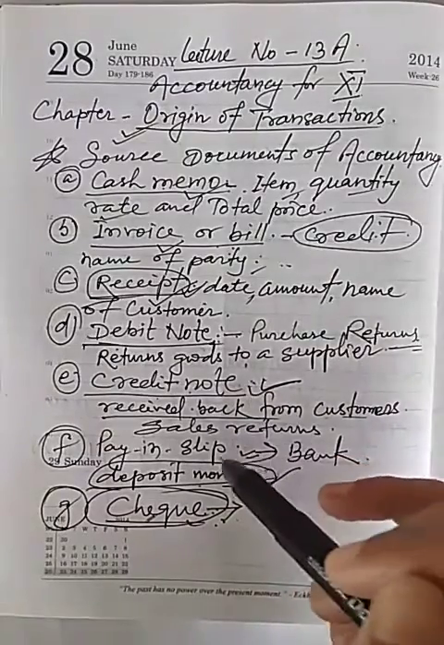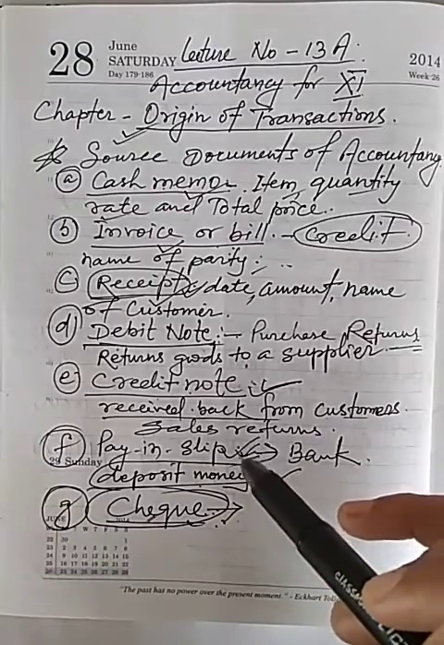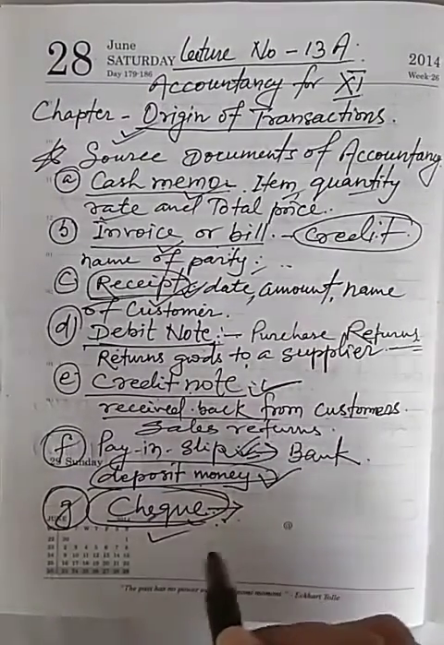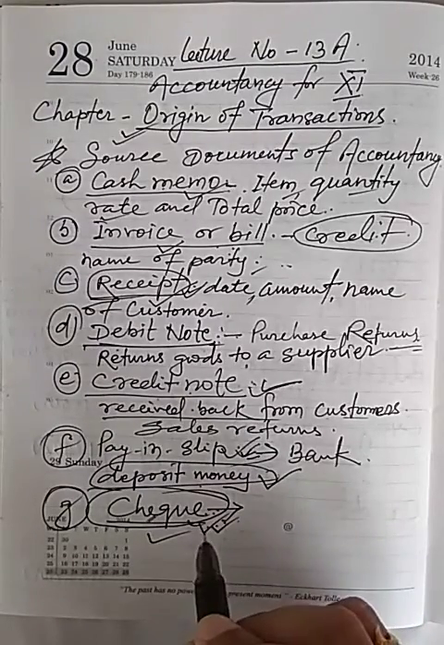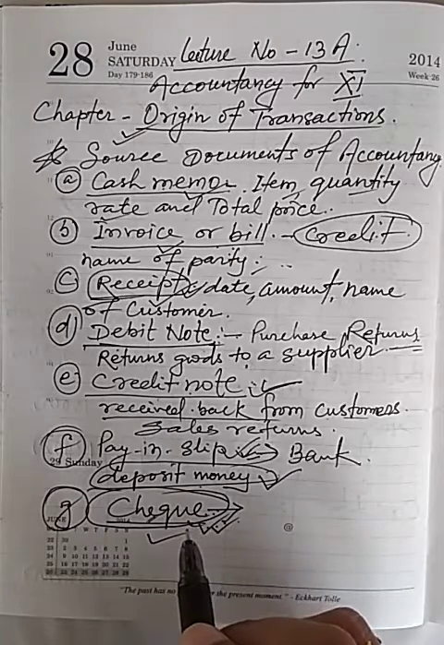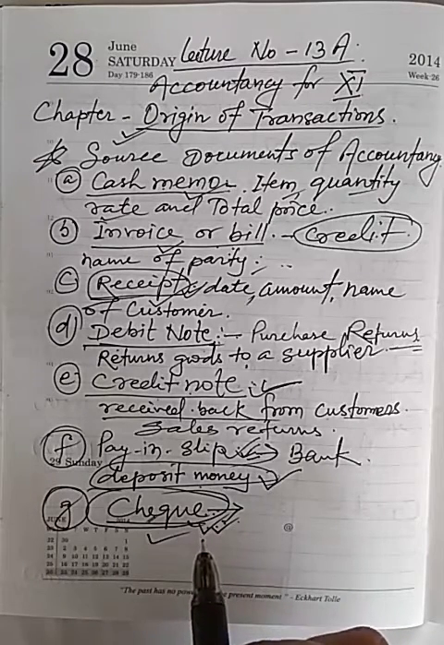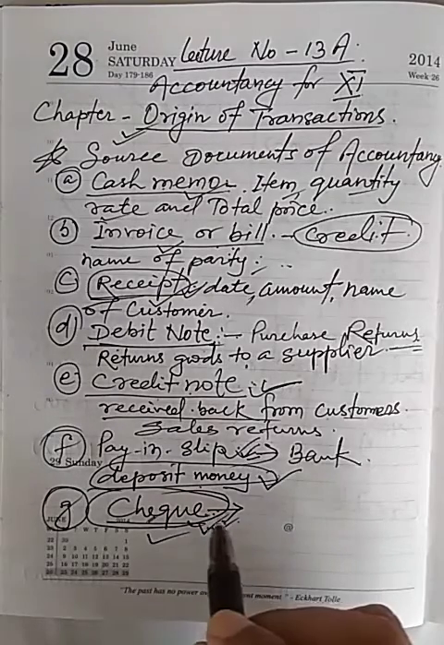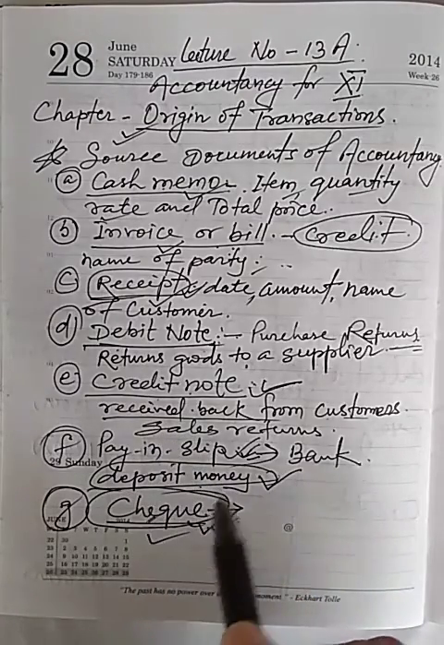credit note. Pay-in slip is used for depositing money in a bank account, and check is an order to withdraw money from bank. Check is an order in writing drawn upon a bank to pay the specified sum to the bearer or the person named in it. So these are the source documents.